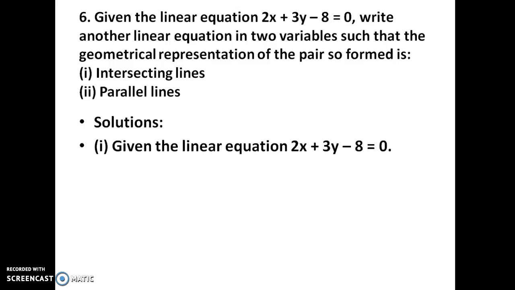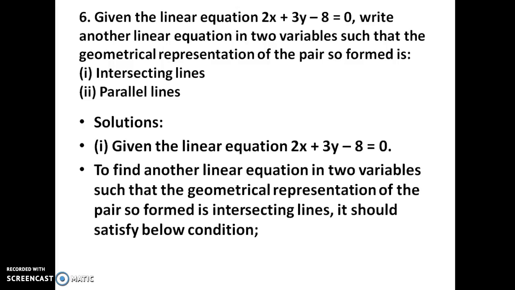Given the linear equation 2x plus 3y minus 8 equal to 0. For this linear equation, you have to find one more linear equation such that these two lines are intersecting. So how to find out? To find another linear equation in two variables such that the geometrical representation of the pair so formed is intersecting lines, it should satisfy the below condition. What's the condition? A1 by A2 is not equal to B1 by B2. If this condition is satisfied, then we can say the two lines are intersecting lines.